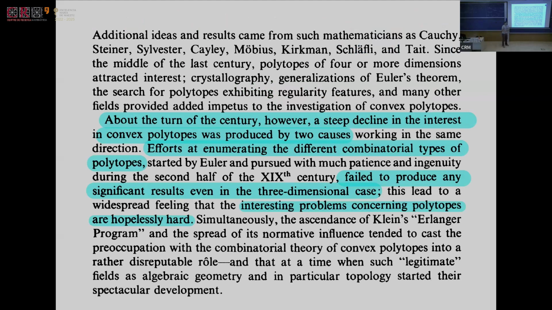And he gives two causes, and the first one suits my talk very well, because the first cause is that there was this problem of enumerating the combinatorial types of convex polytopes, which is very hard, even in dimension 3. And people decided that actually working on combinatorial polytope theory was hopelessly hard, so they gave up. Okay. The second reason was that other mathematicians didn't see this as a serious topic in general.